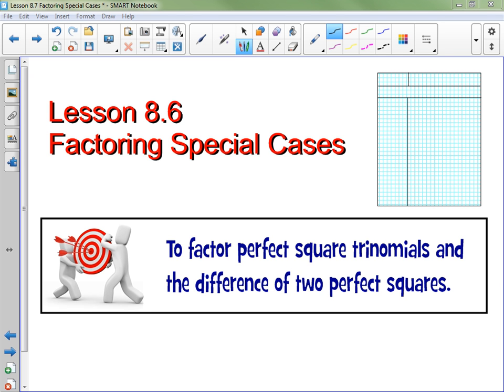So set up your paper for Cornell notes. This is your learning target: to factor perfect square trinomials and the difference of two perfect squares. Hit the pause button when you're ready to go. We'll move on.